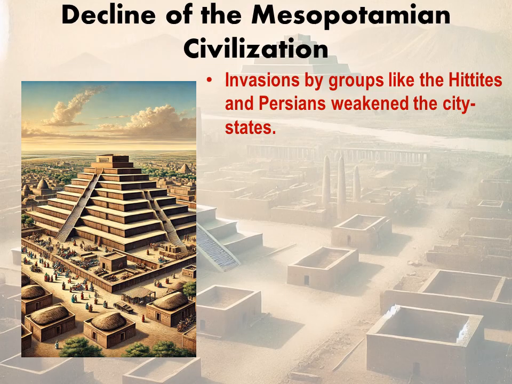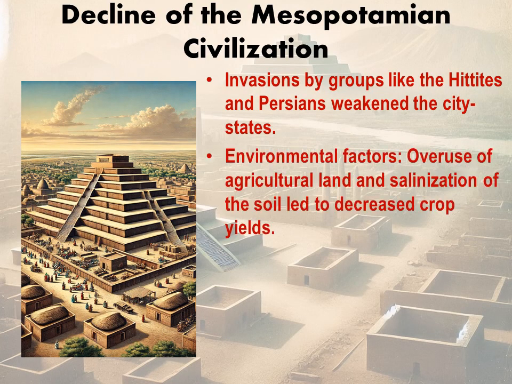Invasions by groups like Hittites and Persians weakened the city states. So, Mesopotamians had city states, right? We have discussed this in part 1 of this video. There were city states, which means a city itself was like a state. It had its own governance, its own army, own business, agriculture, everything. They were self-sufficient units. But these self-sufficient city-states were attacked by other groups like Hittites and Persians. They invaded the areas of Mesopotamian civilization and hurt the people of those areas.